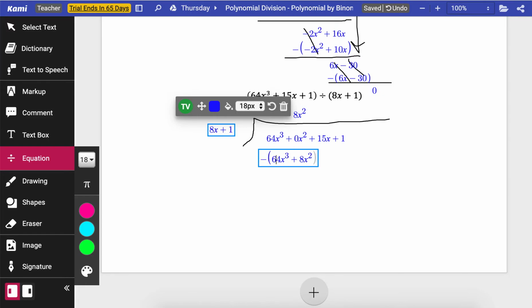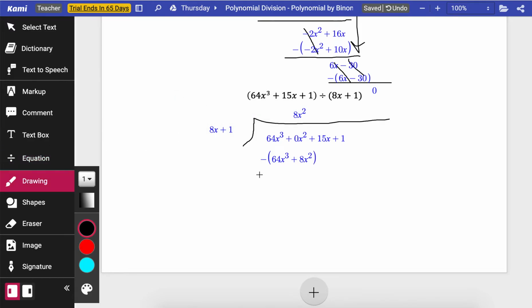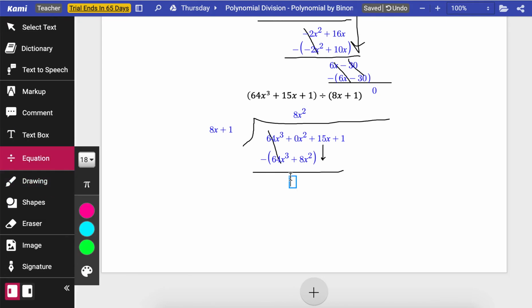We subtract the result. And it's good. 64x cubed minus 64x cubed cancels. We're going to subtract 0 minus 8, and we're going to bring the 15 down. So 0x squared minus 8x squared is negative 8x squared. And we bring down that 15x. So now we move to our next term, which is here. We divide, and then we're going to multiply and subtract.